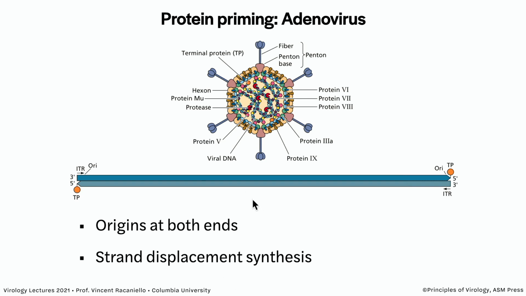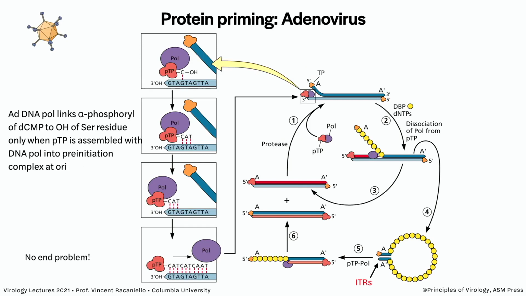So origins at both ends. And this is going to be reproduced also by strand displacement, very much like parvoviruses that we just talked about. So let's see how that works. The first step is, what's the primer? And you might guess it's the protein because that's what's on the 5' end of each end of the genome, and it is. And here in these boxes are illustrated the various steps in the protein priming of DNA synthesis.